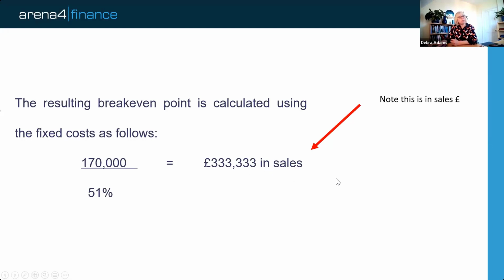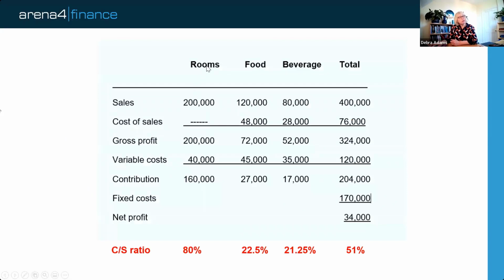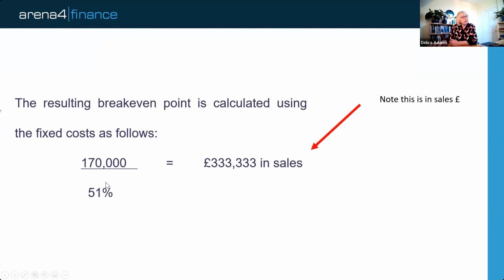So this methodology, if I just take you back a slide, you can also use this for the different products that you sell within a department. So you could do this for rooms, but you'd split it into the different room categories and then work out an average CS ratio from that. So you need a spreadsheet really to be able to do this, so that you end up with this all-important figure here of the CS ratio, and then that helps you to work out your break-even point in sales.